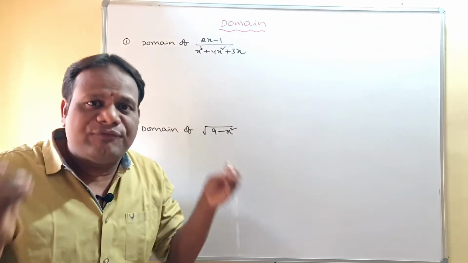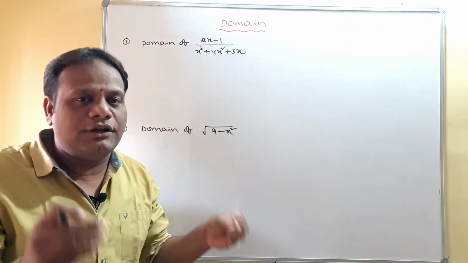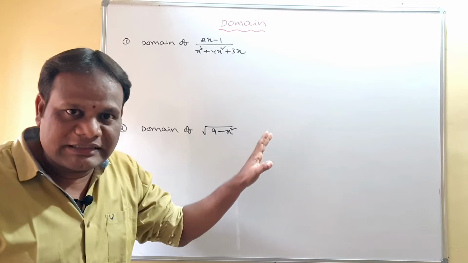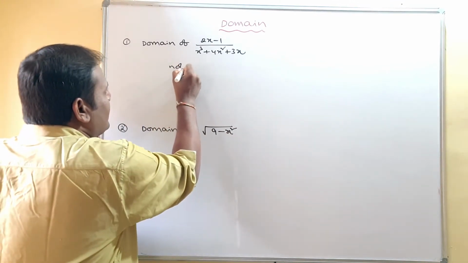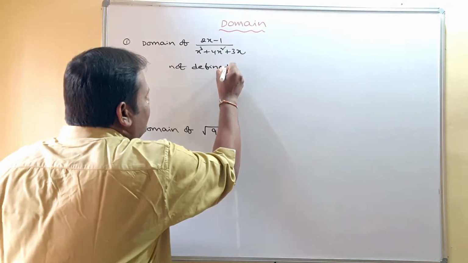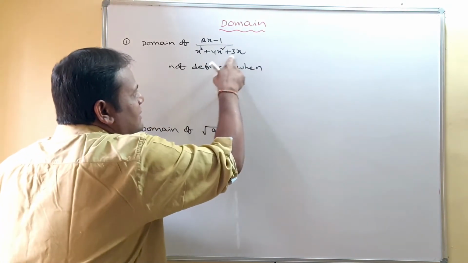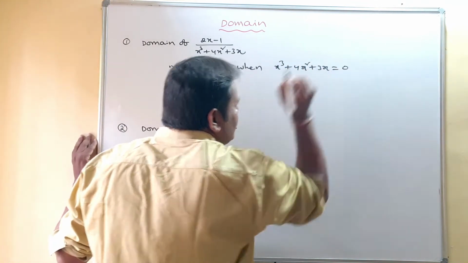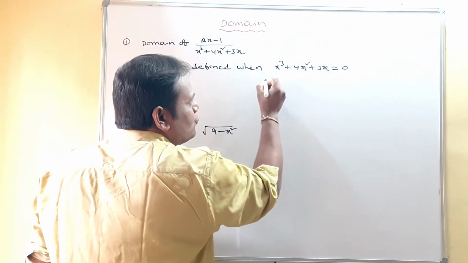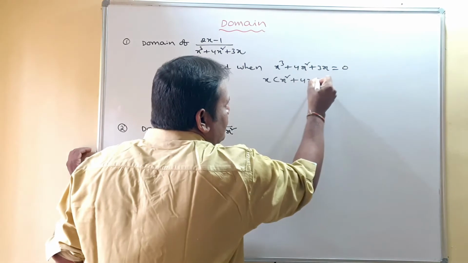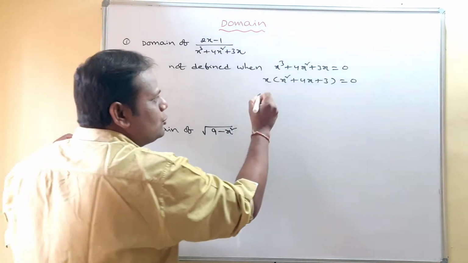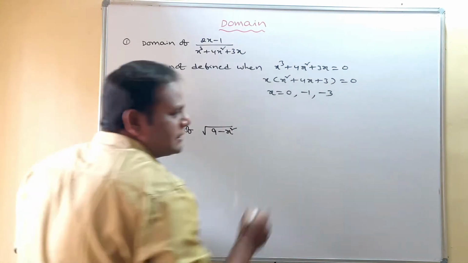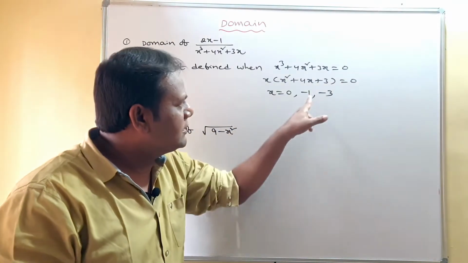So we know that a rational function is not defined when the denominator is 0. This is not defined when this denominator is 0, that is x cube plus 4x square plus 3x equal to 0. So where it is 0, you find x into x square plus 4x plus 3 equal to 0. Simplifying, you get x equal to 0 or minus 1 or minus 3. You can do factorization, then you can get these values.